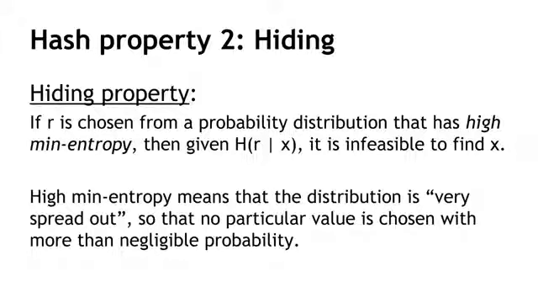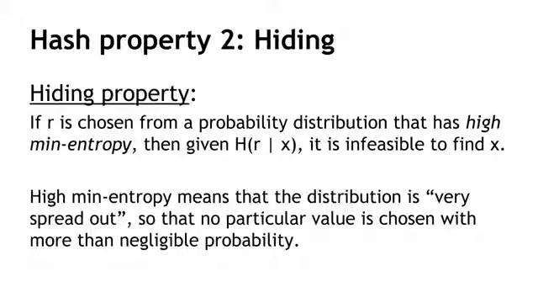And the way we're going to fix this problem with the common value x, like heads and tails, is we're going to take the x and concatenate it with a value r, which is chosen from a distribution that's really spread out. And so this H of r concatenated with x means take all the bits of r and put after them all the bits of x. And so what we're going to say is, given the hash of r together with x, it's infeasible to find x, and that this will be true in the formally stated property that if r is a random value chosen from a distribution that has high min-entropy, then given the hash of r concatenated with x, it's infeasible to find x.